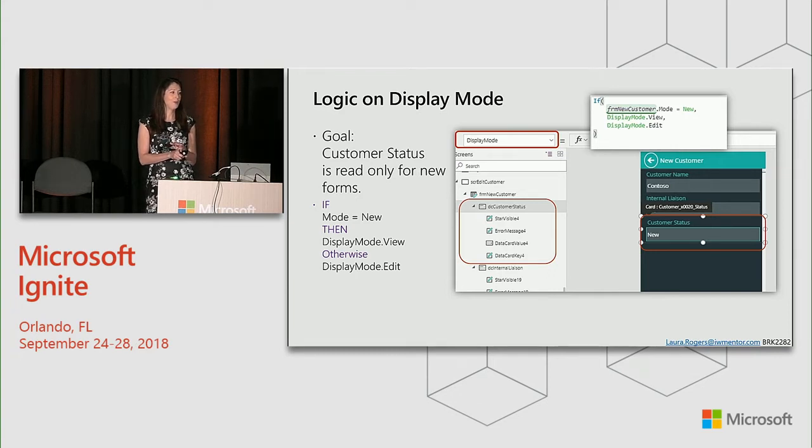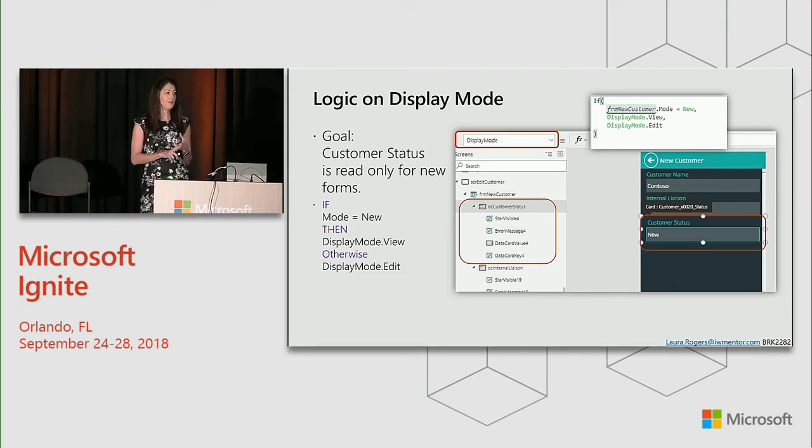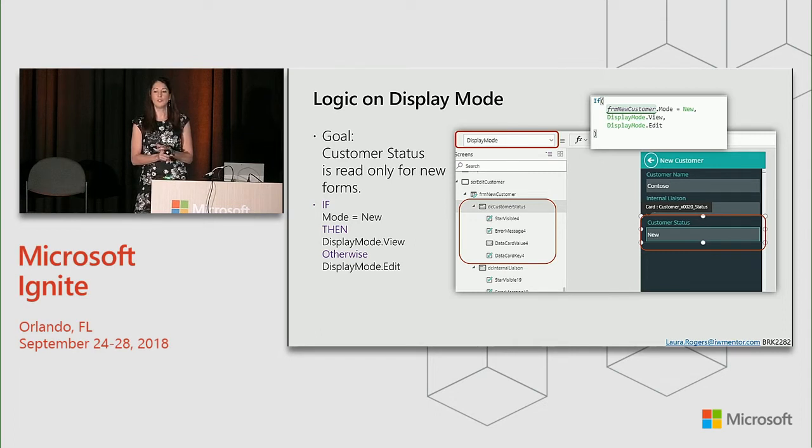If form new, the name of this form control is called form new customer. So if the form new customer mode equals new, so this is the syntax. It can't be in quotes. New can't be in quotes. You just type the word new. If form new customer.mode equals new, then make the DisplayMode.View. Otherwise, make the DisplayMode.Edit.